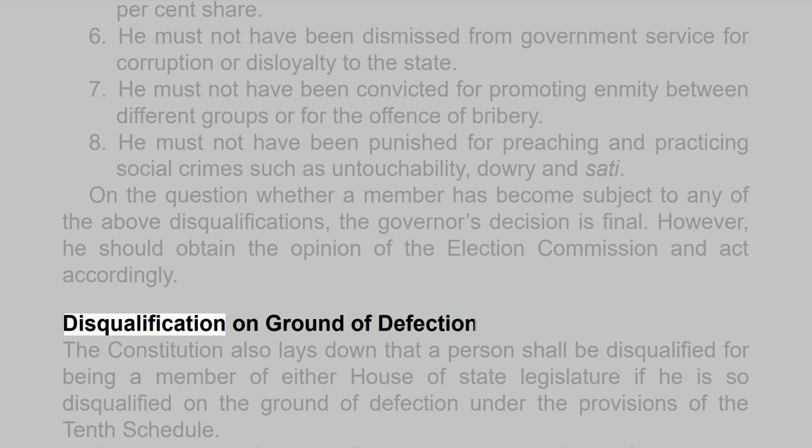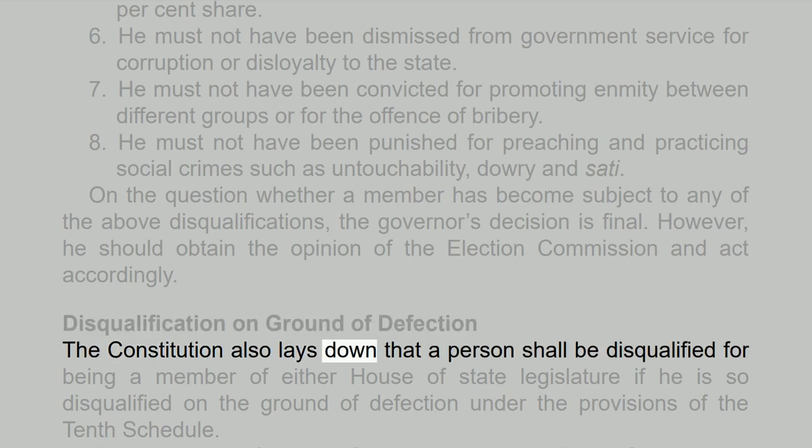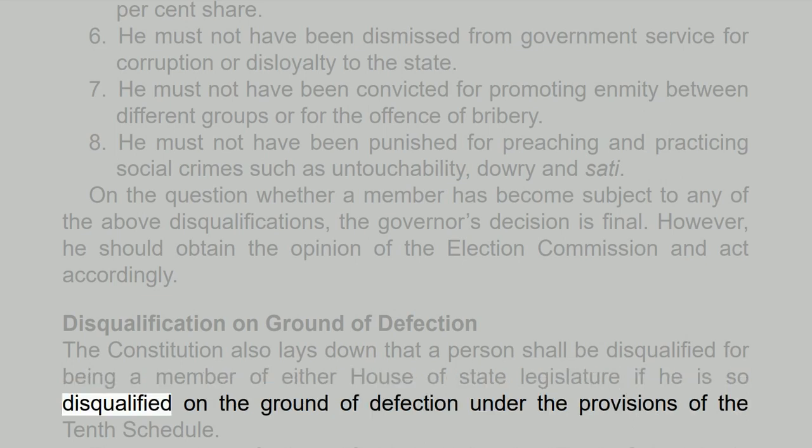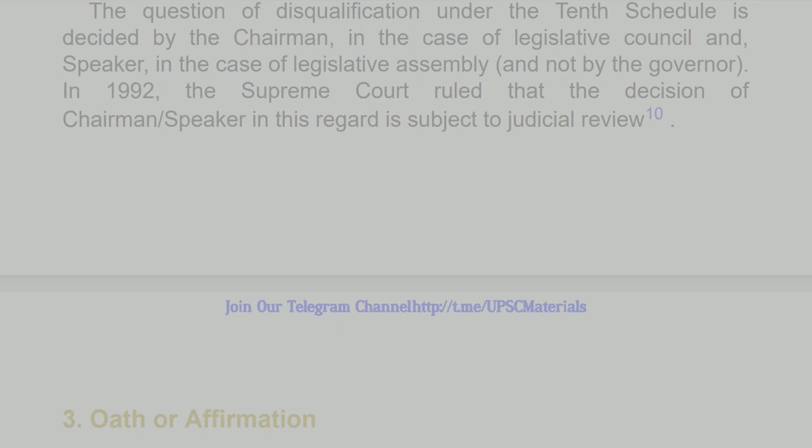Disqualification on ground of defection. The Constitution also lays down that a person shall be disqualified for being a member of either House of State Legislature if he is so disqualified on the ground of defection under the provisions of the 10th Schedule. The question of disqualification under the 10th Schedule is decided by the Chairman, in the case of Legislative Council, and Speaker, in the case of Legislative Assembly, and not by the Governor. In 1992, the Supreme Court ruled that the decision of Chairman or Speaker in this regard is subject to judicial review.